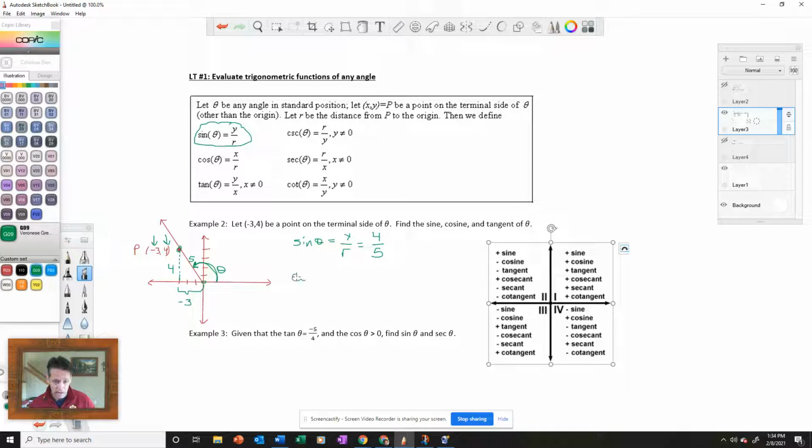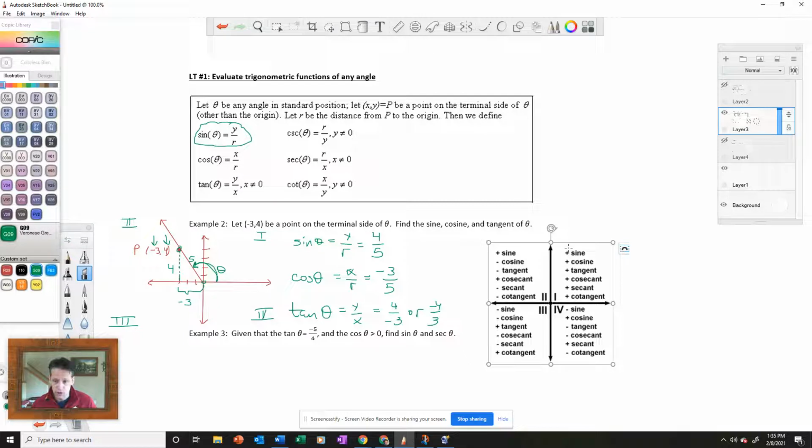Okay? So now the cosine of theta is going to be defined as x over r, the x being negative, so negative 3/5. So the cosine, whenever you're in the second quadrant, is going to be a negative number. Try to punch in your calculator, try to find the cosine of anything like 120. You'll see it's negative. And lastly, the tangent of theta is going to equal y over x, which in this case is going to be 4 over negative 3, or negative 4 over 3. That's the same thing. So those are the values.